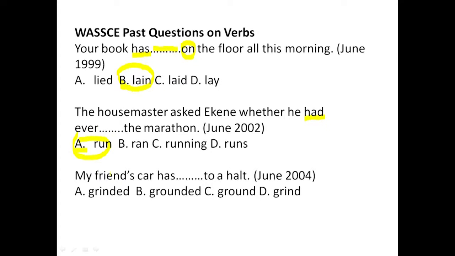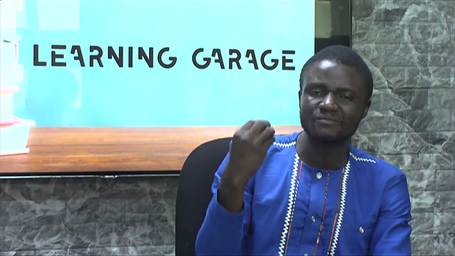We get into the next one. My friend's car has blank to a halt. Again, we are being tested on the past participle form of the verb grind, G-R-I-N-D. June 2004. Remember I told you the past tense for grind is ground, the present participle is grinding, and the past participle also is ground.